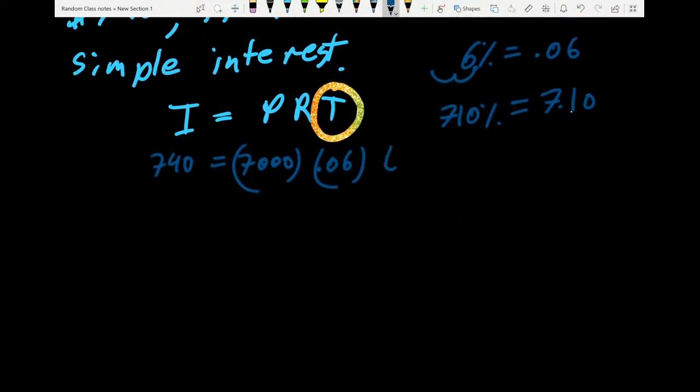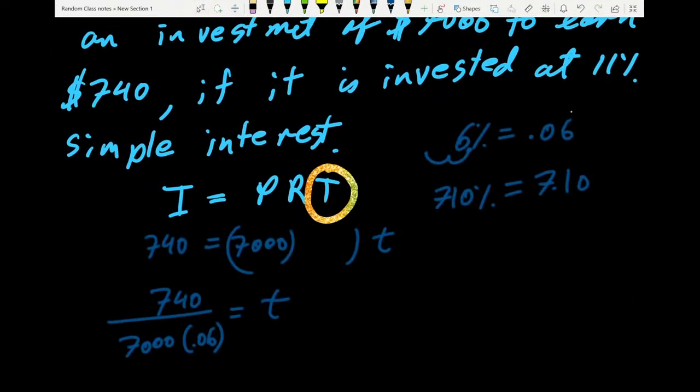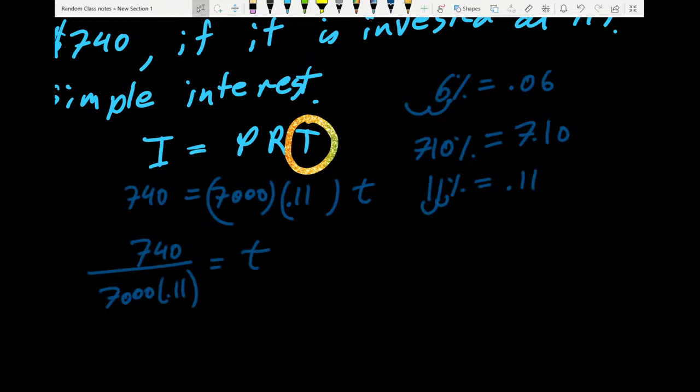All right, and then times t. So if you use the calculator, 7,000 times 0.06. Oh wait, is it 6%? Oh, you're right, it's 11%. I don't know why I put that. I was using that as an example. So if I'm given 11%, I want to move the decimal 2 to the left. It'll be 0.11. Good catch, Angela.